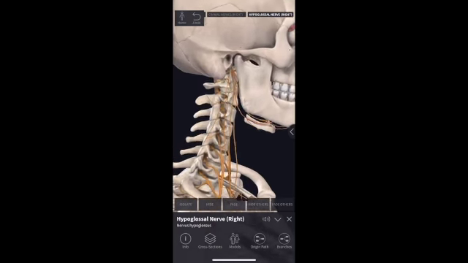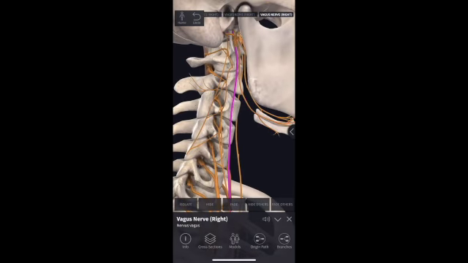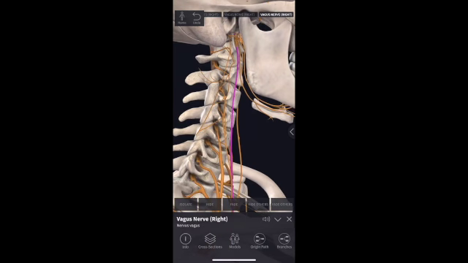Now we're going to move to our vagus nerve. The vagus nerve is cranial nerve number 10. It's going to enter the neck through the jugular foramen between the occipital and the temporal bones. Vagus nerve I have highlighted here in purple. It provides somatic motor innervation to the muscles of the pharynx and the larynx. Also, it provides general sensory innervation to the larynx. It provides parasympathetic motor innervation to the thoracic and abdominal regions. It's going to travel from the brain to the colon, which makes it the longest cranial nerve.